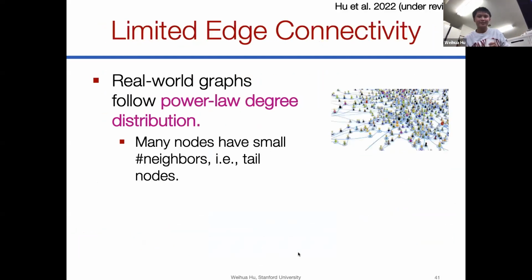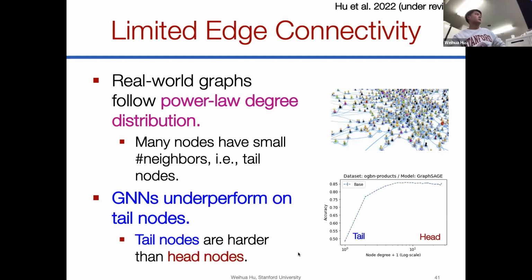Okay, let's move on. Now let's talk about another kind of limited data scenario, which is limited edge connectivity. The motivating application here is social networks or recommender systems, where real world graphs follow a power law degree distribution, meaning that a lot of nodes have a very small number of neighbors, and only a small number of nodes have a very large number of neighbors. Think about the celebrity nodes in a social network. There are a small number of celebrity nodes with a huge number of neighbors, but a lot of nodes probably don't have a lot of followers, right? So this kind of power law degree distribution is really prevalent in the real world.